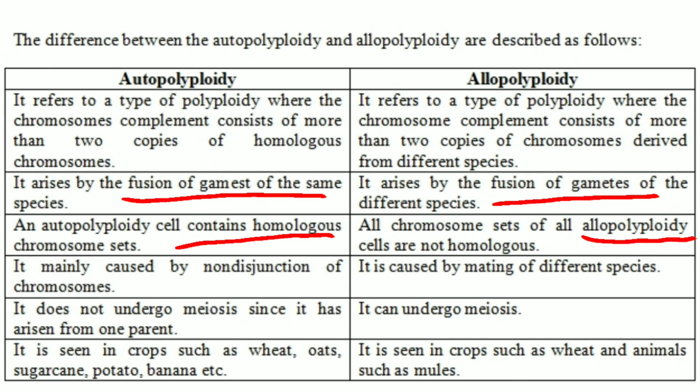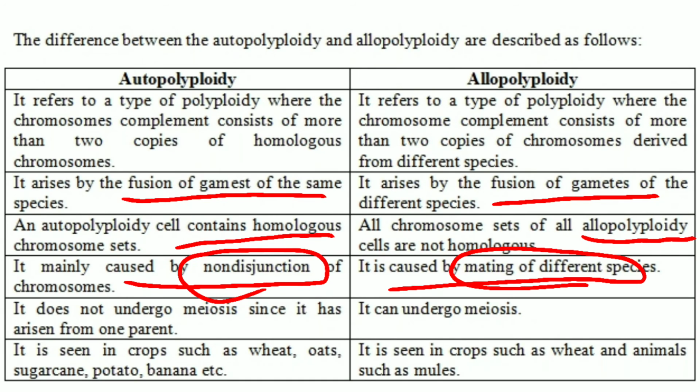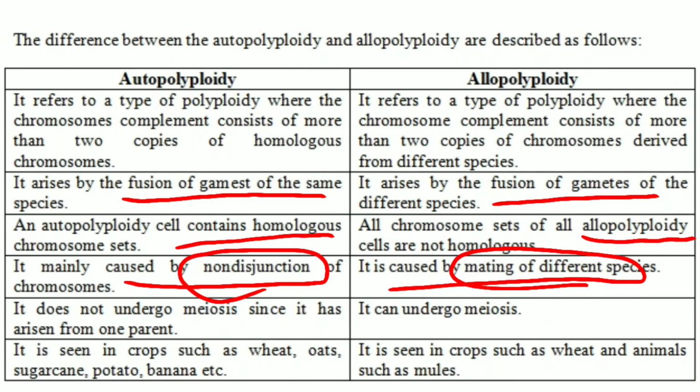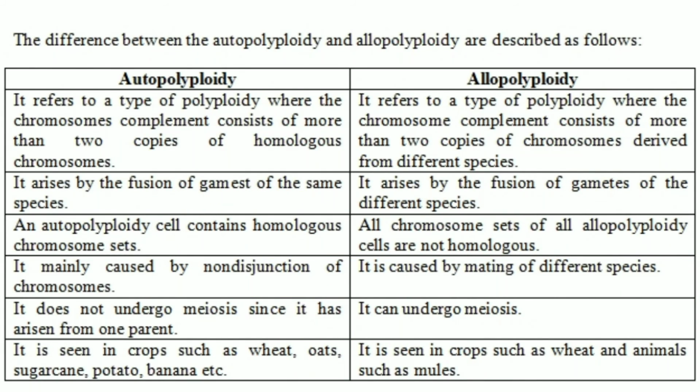Autopolyploidy generally arises due to the non-disjunction of the chromosomes, whereas allopolyploids are generally due to hybridization experiments. Hence, meiosis is not a perfect part of the cell cycle in the autopolyploids, whereas the allopolyploids may undergo meiosis. Autopolyploids are very commonly exploited in crops such as wheat, oat, sugarcane, potato, banana, etc., whereas allopolyploids are seen in wheat and also in some animal species. The example is the mules.